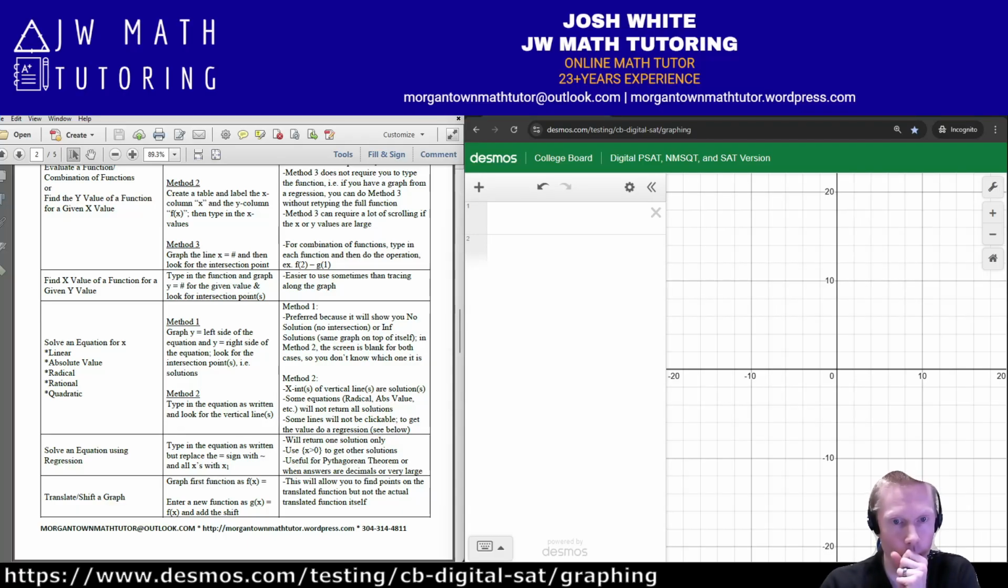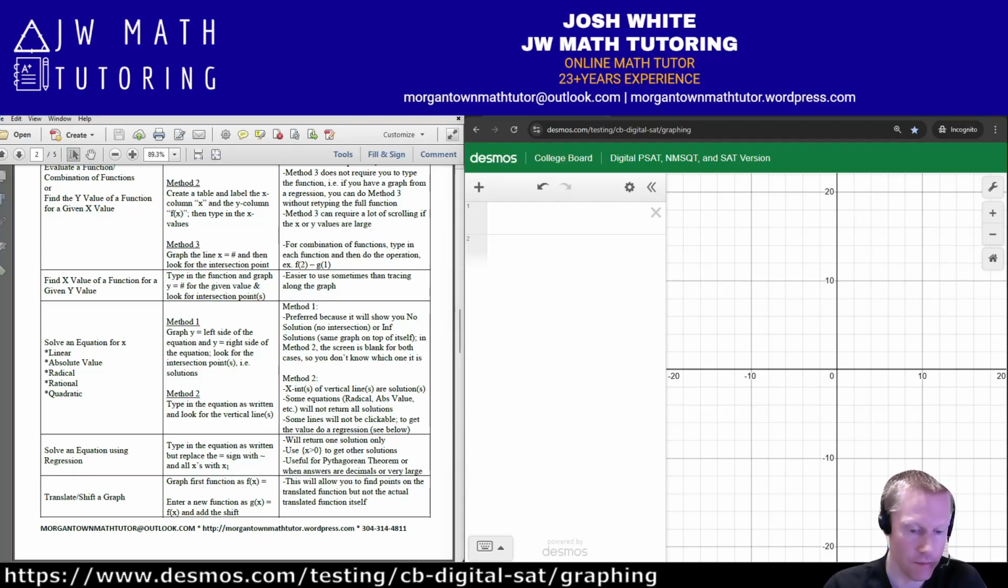The reason, again, that this is also preferred is because for a linear equation, it will make it obvious when it is no solution versus infinite solutions. No solution is going to be two parallel lines. Infinite solutions is going to be the same graph on top of itself. Whereas if you use the second method where you just type it all out, it's not going to be obvious because the screen is blank in both of those cases. Okay, so that's another reason why I generally prefer to use method one when solving equations.